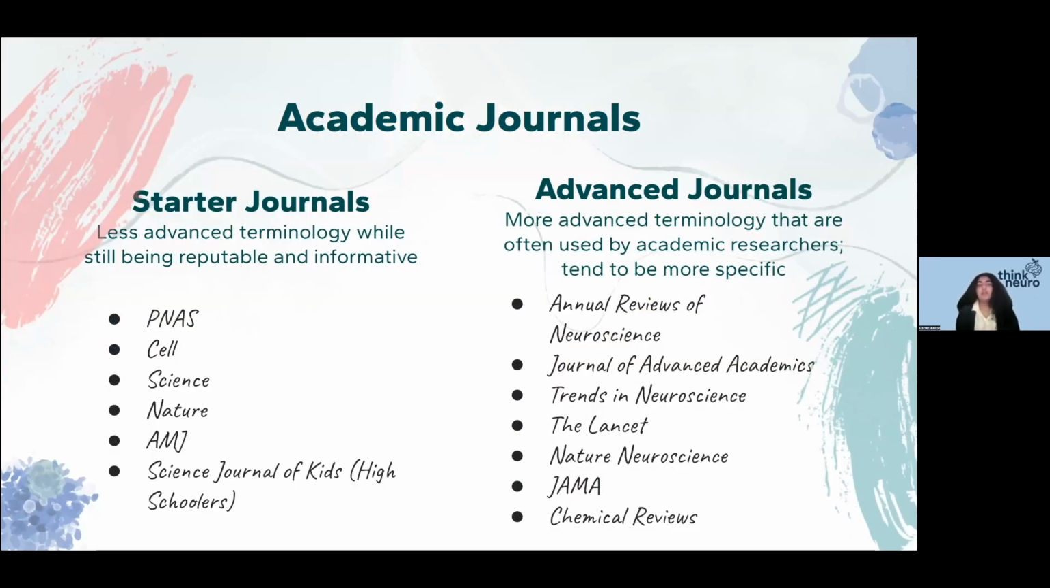Those academic journals, you have starter journals and you have advanced journals. The starter journals have less advanced terminology while still being reputable and very informative, whereas advanced journals have more advanced terminology and they tend to be more specific as well. So if you'll see the list there, it's typically just journals targeted at a particular area, whereas the starter journals cover a wide range of topics.